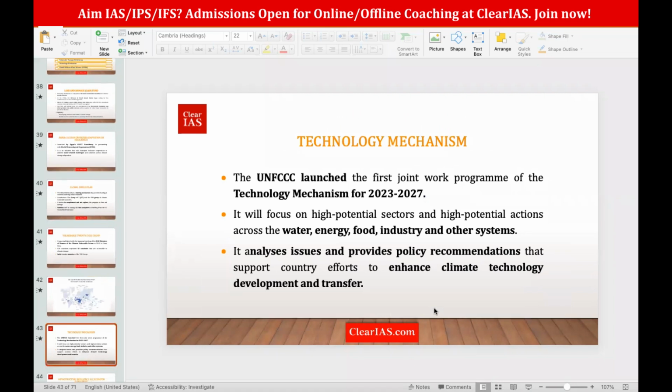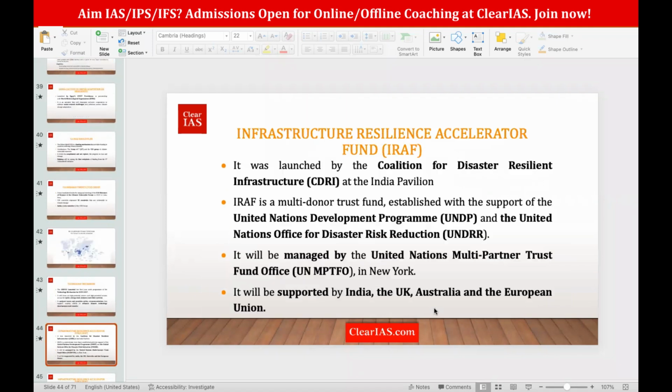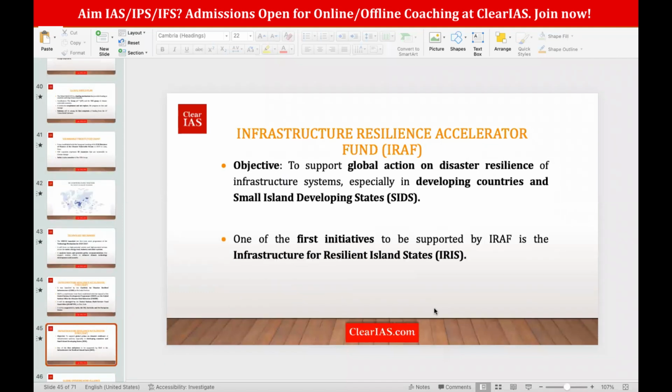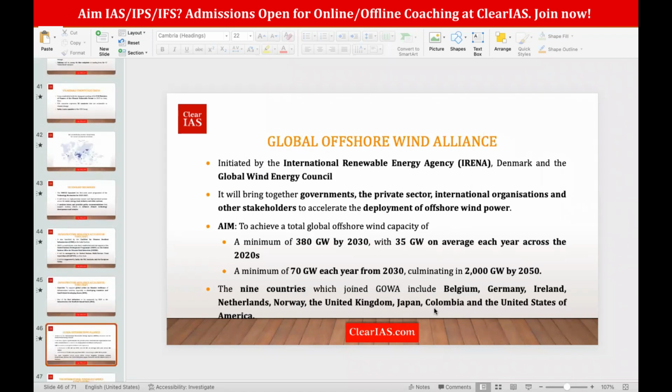Then the Technology Mechanism is to update the policy framework for enhancing technology during the period 2023 to 27. Then the Infrastructure Resilience Accelerator Fund is a part of CDRI. It's launched by the CDRI with UNDP and UNDRR, the Disaster Risk Reduction office. The major objective is to create resilient infrastructure, funding resilient infrastructure in island nations, and the first support was given to the IRIS Group.